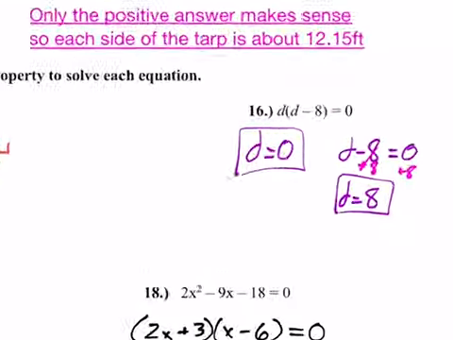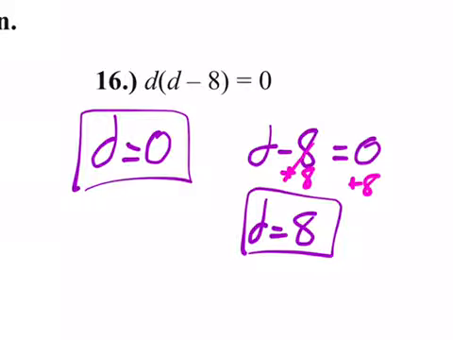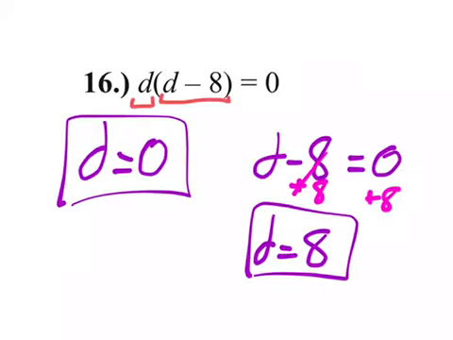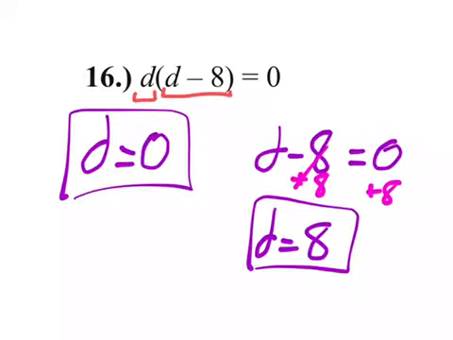Alright, so zero product property here. This is one where we still set this part up equal to 0, and I set the d equal to 0 as well, and there's nothing to solve on this one. As soon as I set it equal to 0, it's solved. The second piece, I just add 8 on to both sides.